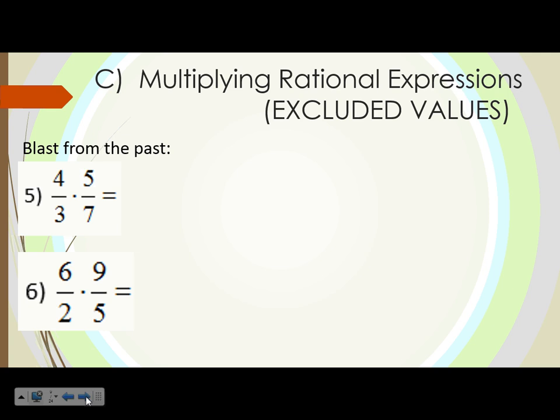So this first one is a little bit of a blast from the past because you guys should have done this back in elementary school. When we multiply fractions, you just multiply straight across. So 4 times 5 is 20. 3 times 7 is 21. That's your answer. See if you can reduce, but that ends up being your answer. Hopefully you guys remember that.